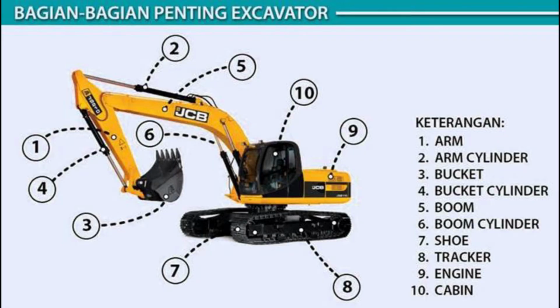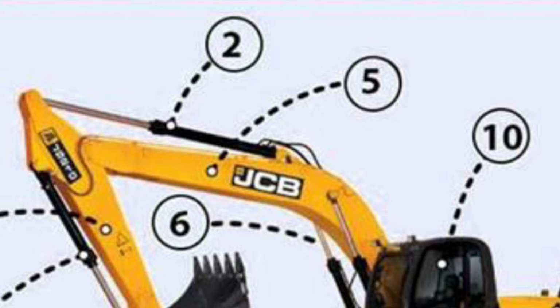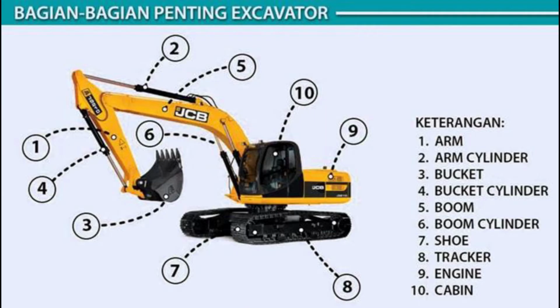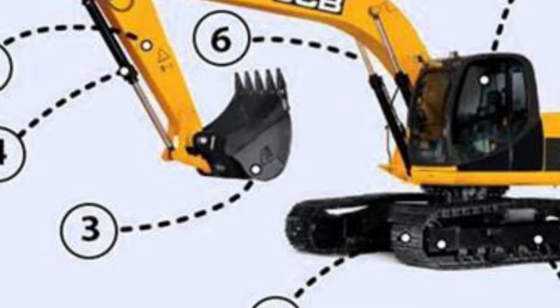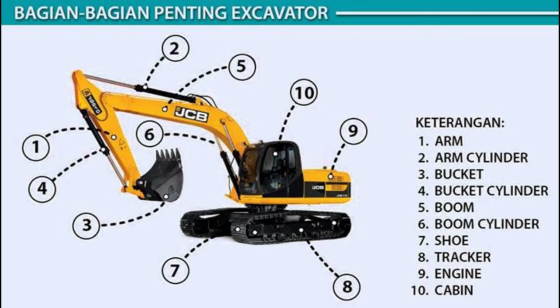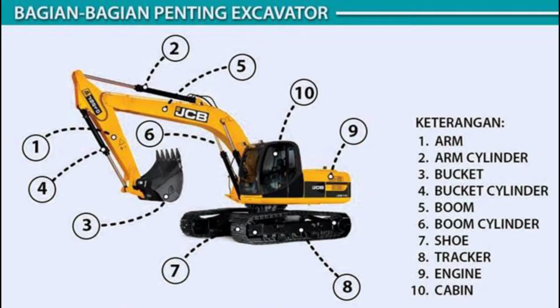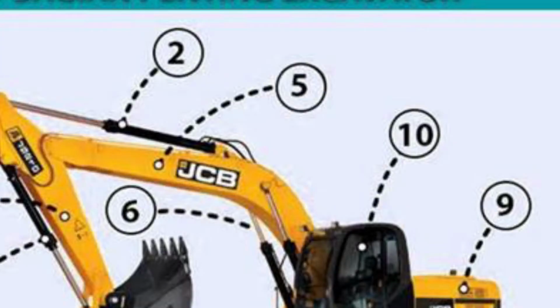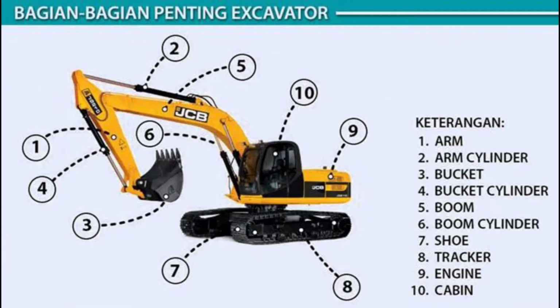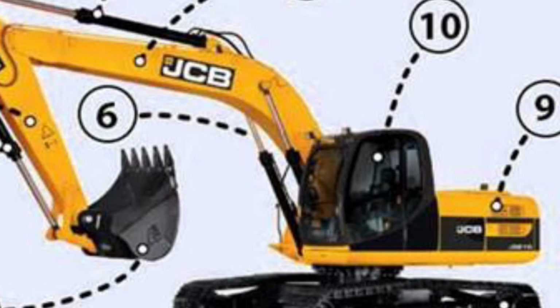Number 2. Bucket cylinder to move the arm. Number 3. Bucket for earth dredging. Number 4. Bucket cylinder for moving the bucket. Number 5. Boom. Main lever to move the arm up and down. Number 6. Boom cylinder to move the boom.